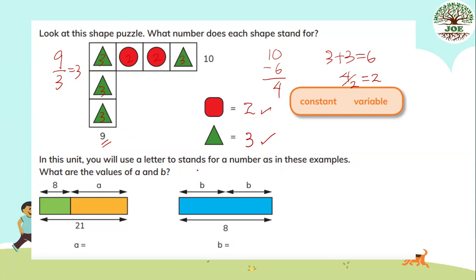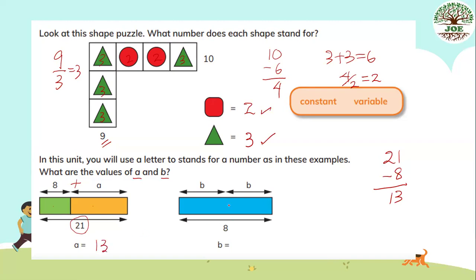Okay, what are the values of A and B? Let's look at the first one. Green and orange. Green is 8 and orange is E. So 21 is the sum of 8 plus E. To find A, we can remove 8 from 21. 21 minus 8 is 13. So A is 13.